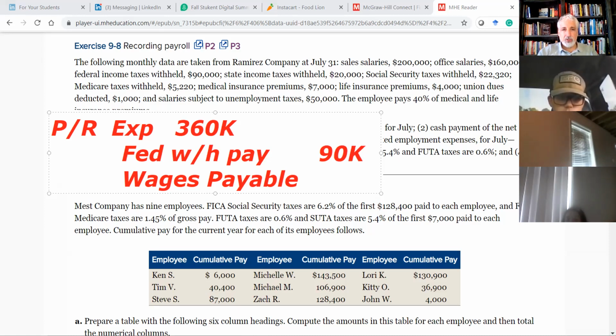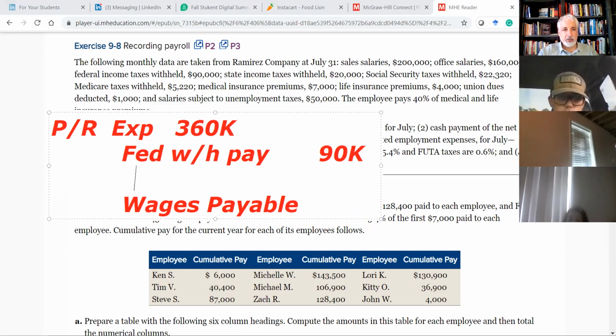Then I have state income tax. State withholdings payable. Again, not so much the term, as long as you know it's a payable, I'm going to be happy. And we've got state withholdings payable to the tune of $20,000.